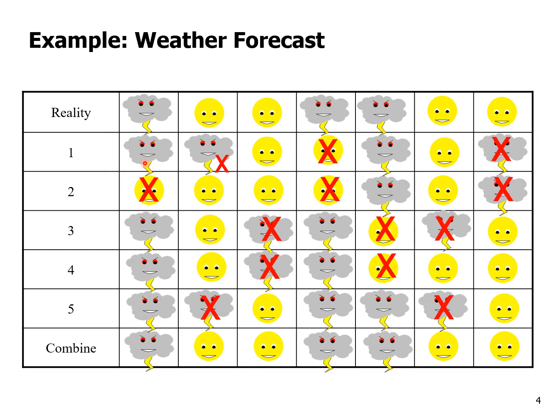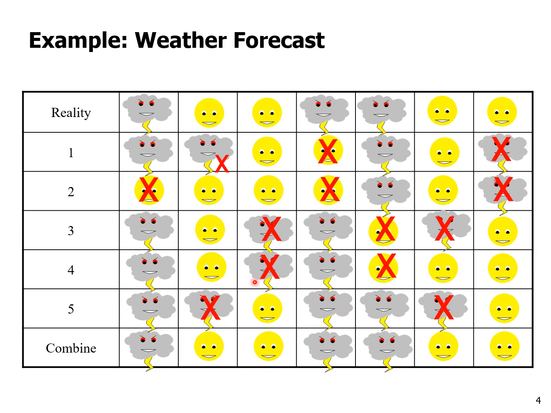So this is correct, right? And this is wrong. This is correct. This is wrong. So classifier 1 has 4 correct out of 7 data. And for classifier 2, again it got 4 correct out of 7. And for this one, it has 5 correct out of 7.